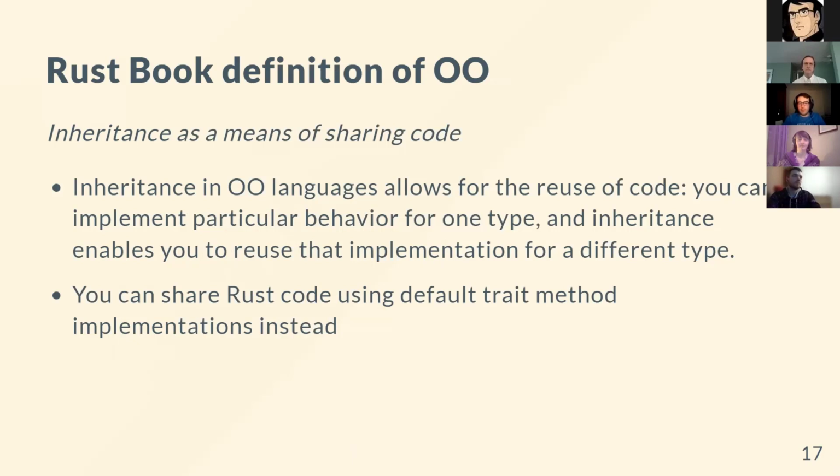Pretty straightforward. We basically just covered it. If one object inherits from another, you can access the methods that are already defined there. You don't have to write it out again. And you can do this in Rust by using default trait method implementations instead.